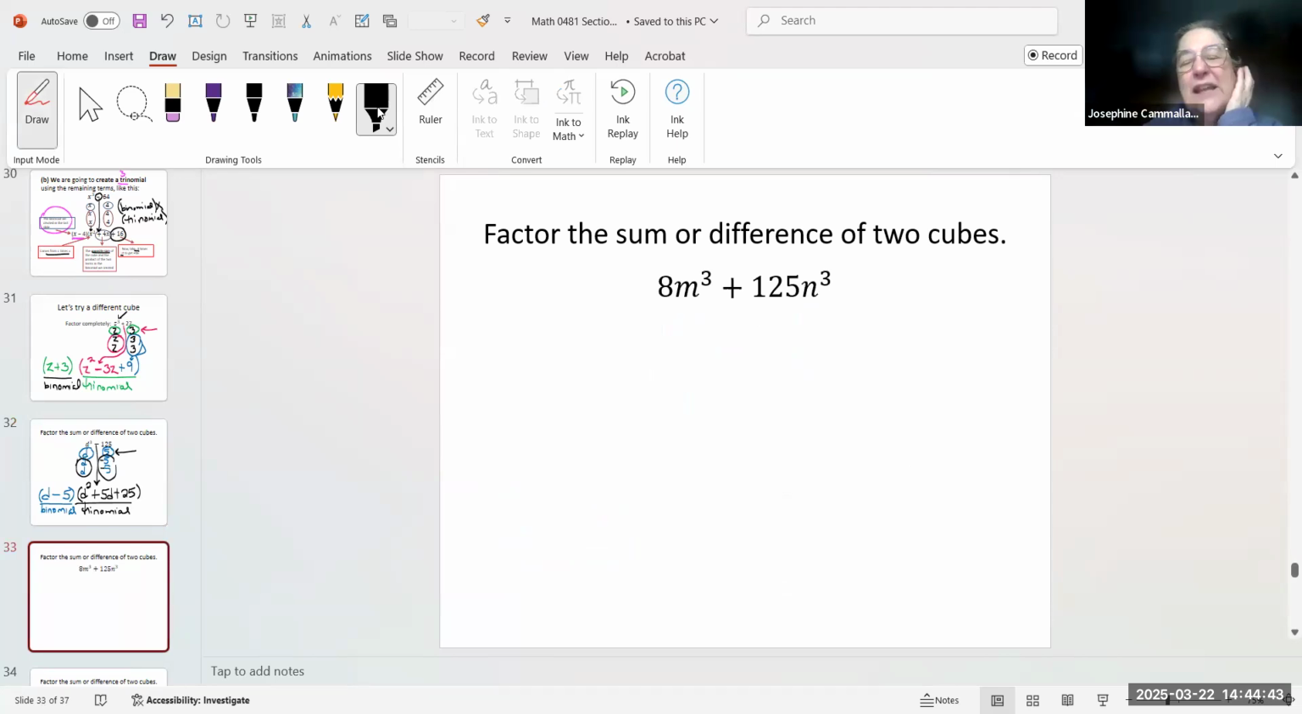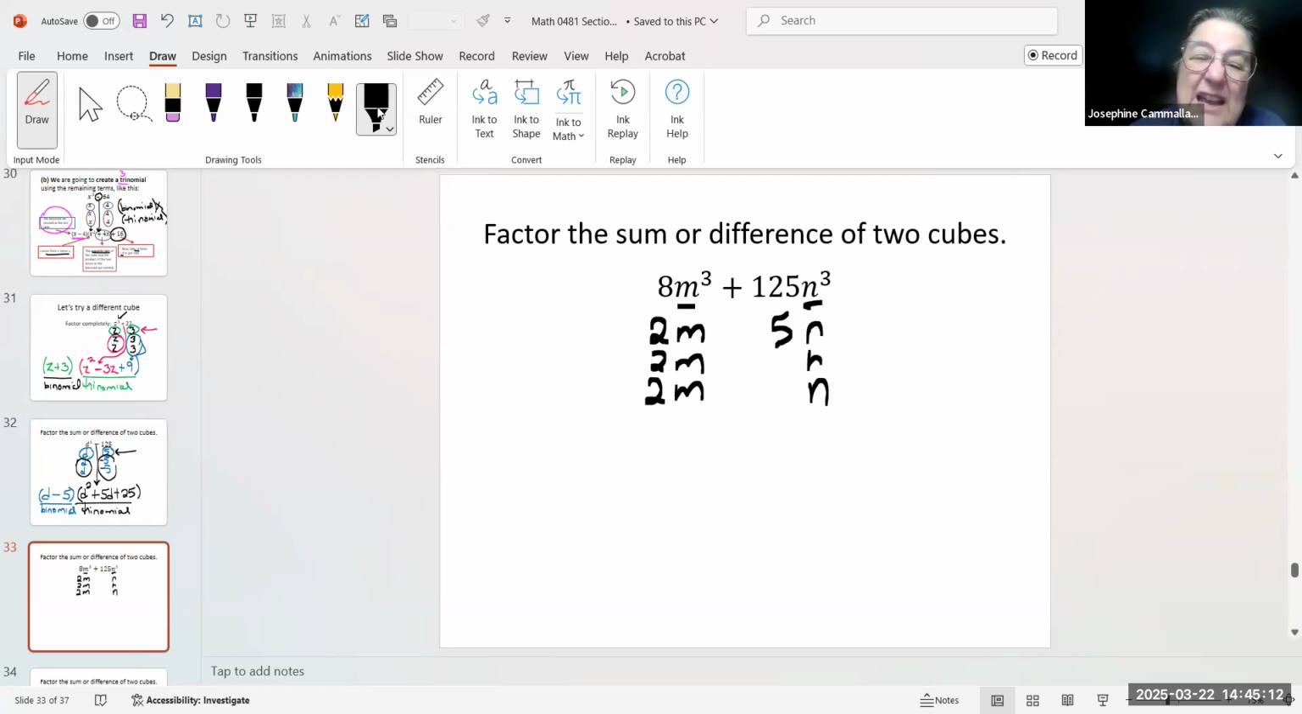Now, this one can be a little more challenging because first off, I got a cube here, I've got a cube here. Well, that 8 is 2, 2, 2, and each 2 gets an m. So my cube is 2m times 2m times 2m, and then I have 3 n's. This is 5, 5, 5.